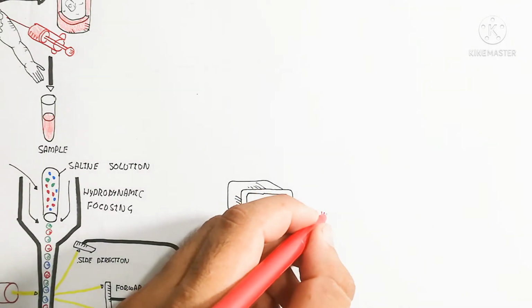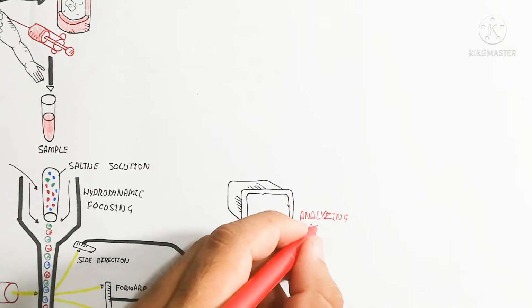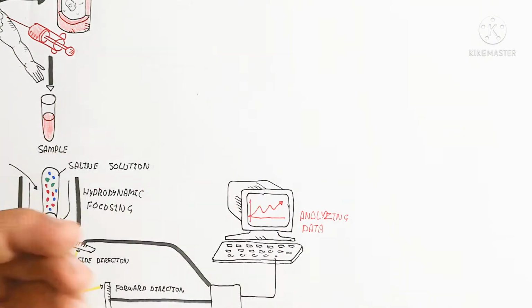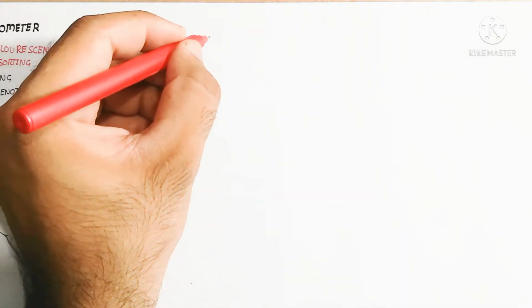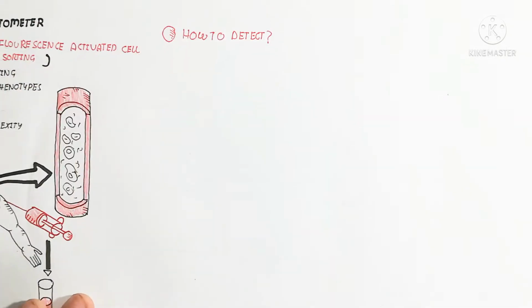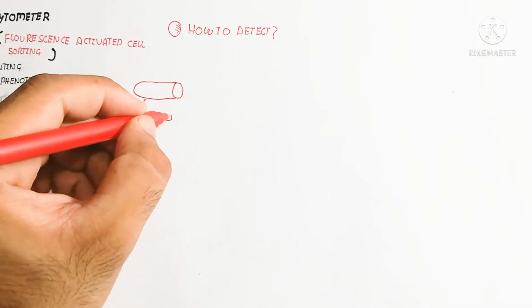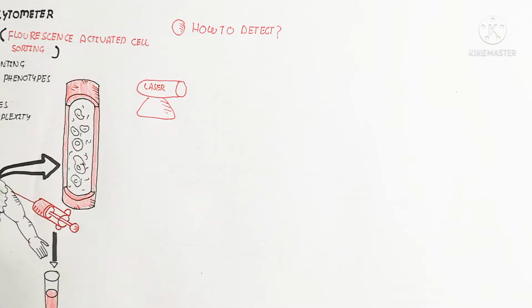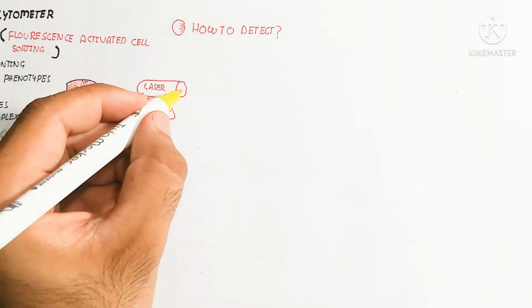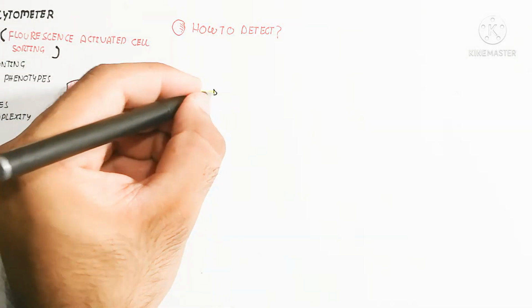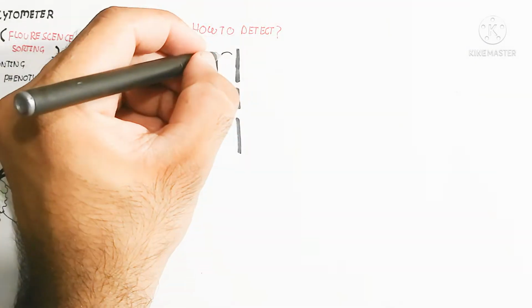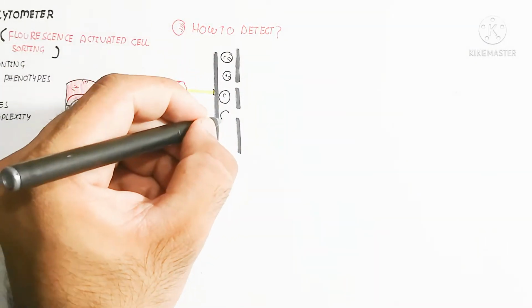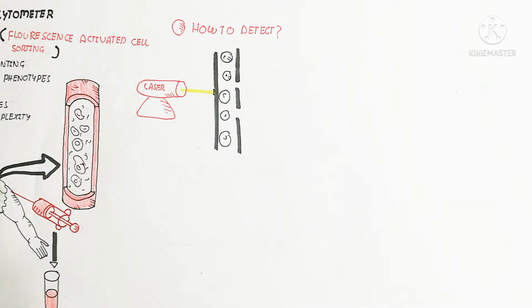These detectors are basically of different types, and they are measured with the analyzing unit, known as a PC, which can show the graph that indicates the size, complexity and health of the cell. So let's begin to understand how to detect. Here I am adjusting the laser beam on the small capillary of the cells, as the cells move one by one.